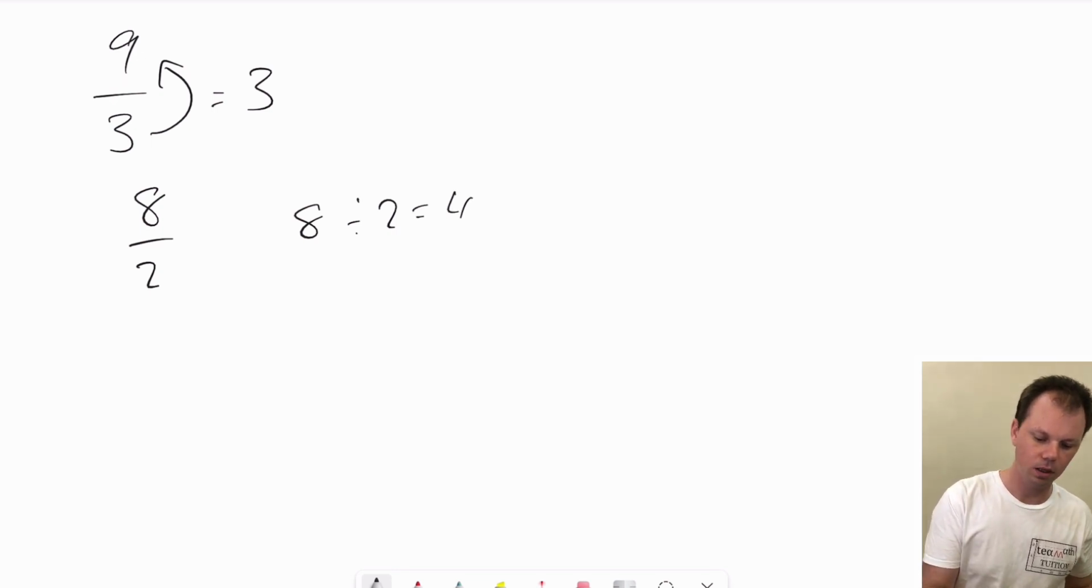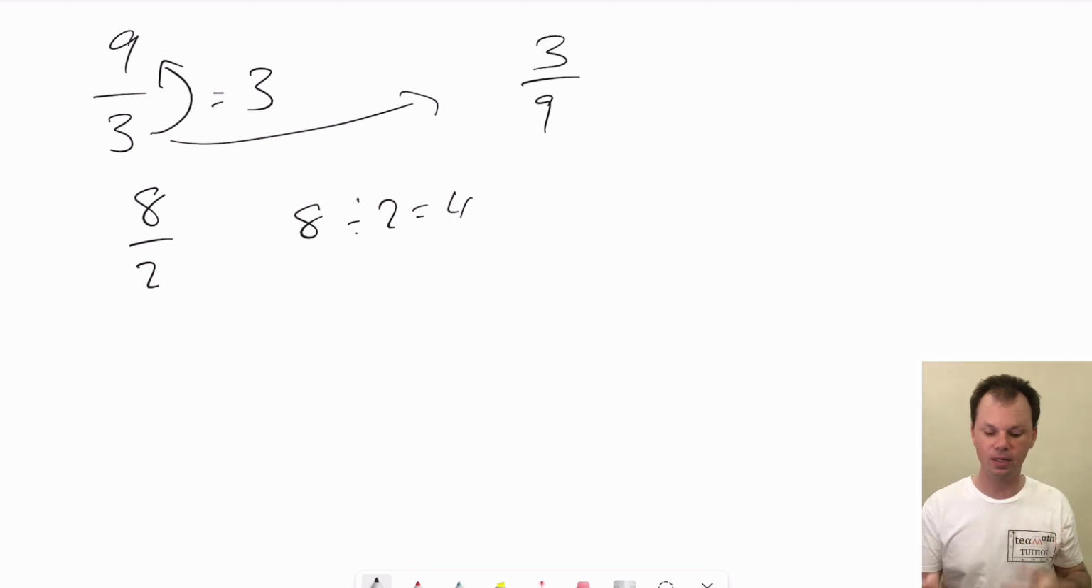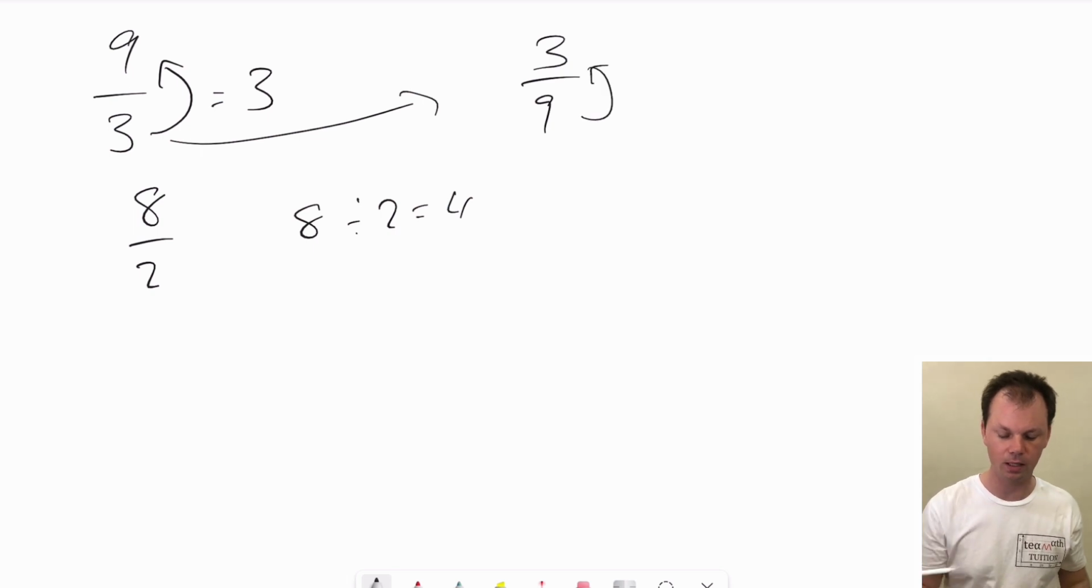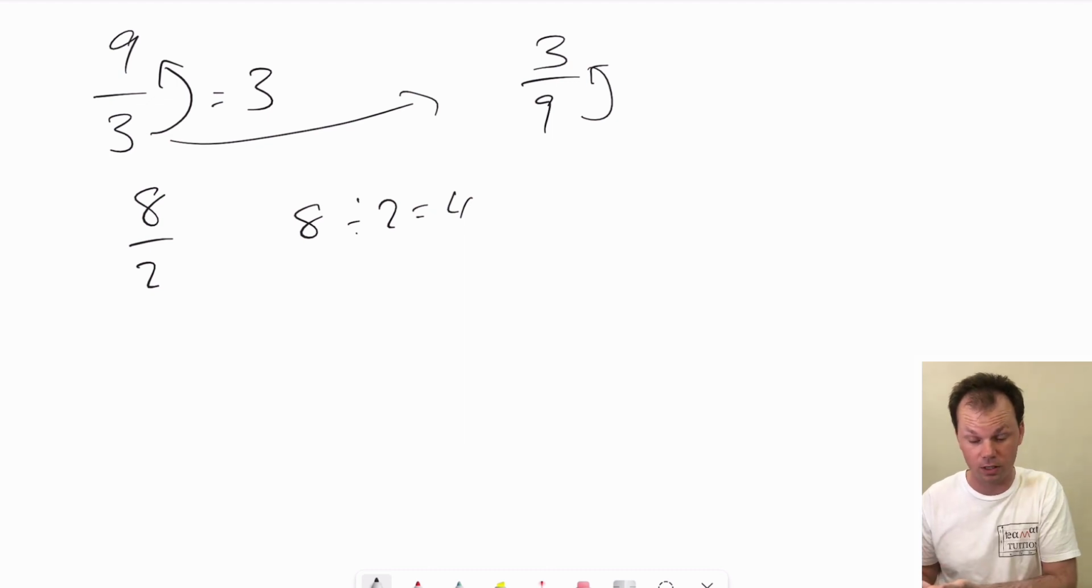Now, I could write this around the other way. Let's have a look at 3 on 9. What does that mean? How many times does 9 go into 3? Well, it doesn't go in a full time because 9 is bigger than 3. It goes in a part of a time or a fraction of a time, right?